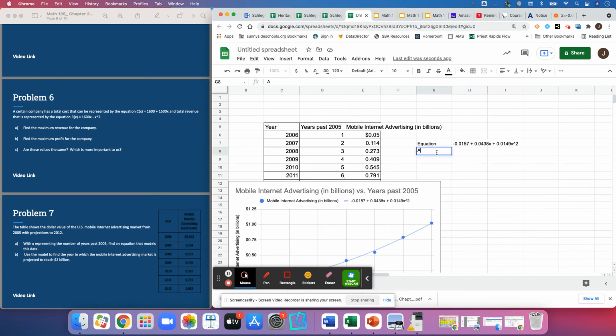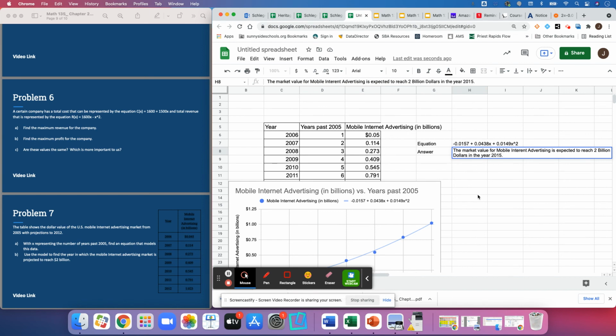And so I'm just going to answer this right here, everyone. The market value for mobile internet advertising is expected to reach $2 billion in the year 2015.